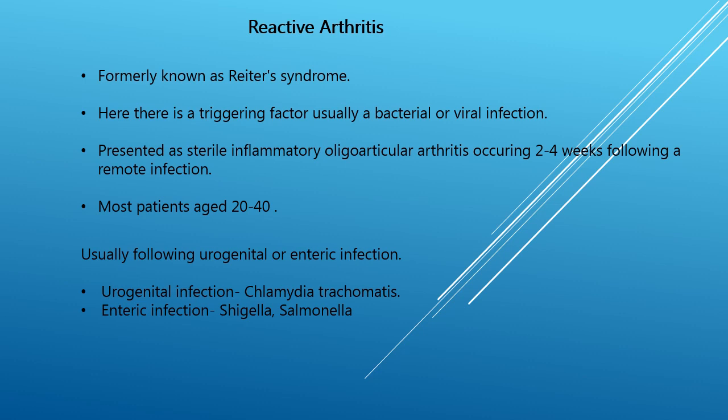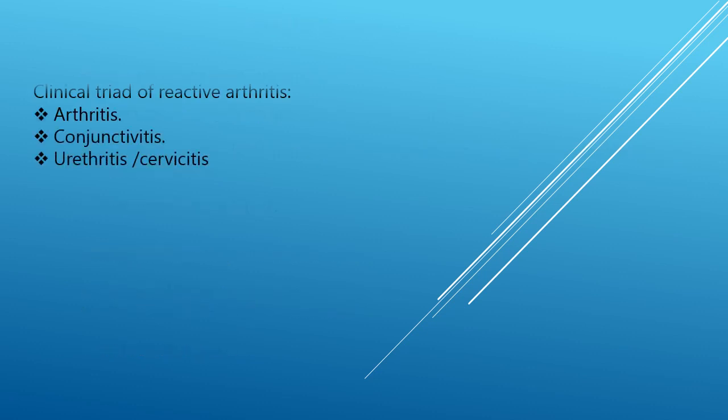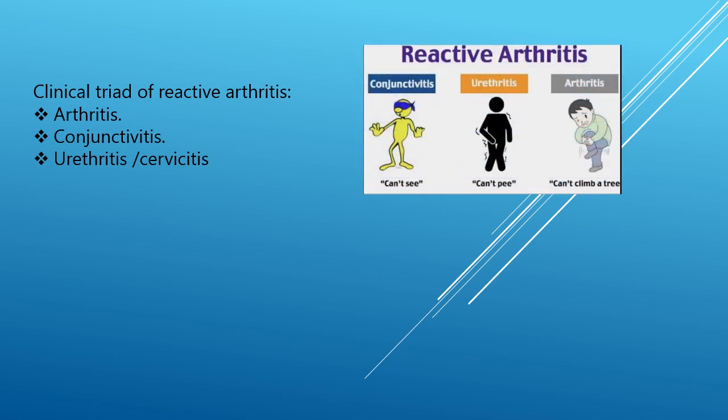The common infections which can lead to reactive arthritis involve Chlamydia trachomatis in the urogenital system and Shigella and Salmonella infections in the intestinal system. Three-fourths of reactive arthritis cases are HLA-B27 positive. The clinical triad of reactive arthritis can be easily remembered by using rhyming words: can't see, can't pee, and can't climb a tree. Can't see means conjunctivitis, can't pee means urethritis or cervicitis, and can't climb a tree represents arthritis.